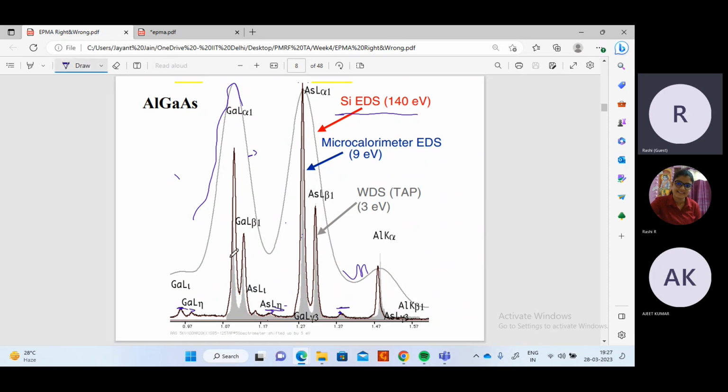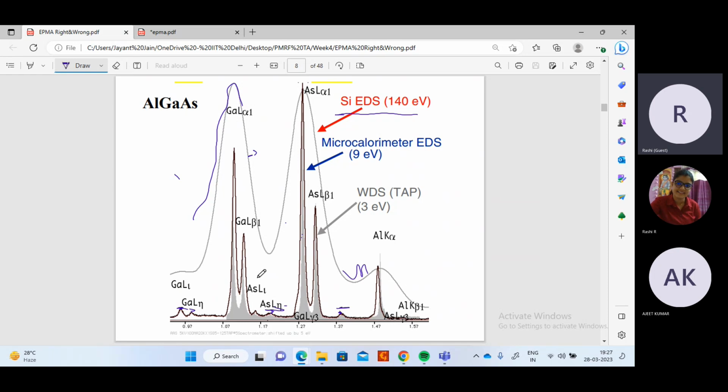So this is how the patterns will be seen in the case of EDAX. If there are any other smaller peaks very near, it will not resolve and will merge together and show as one whole peak. But if you try to resolve, you'll be able to see that there are two different peaks, two different compositions in itself. This can be identified in WDS rather than in EDAX.